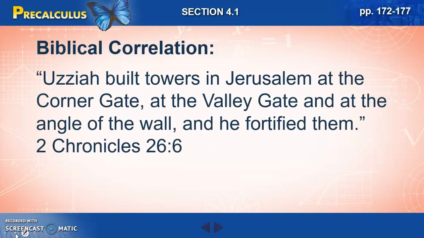Our biblical correlation for this unit is from 2 Chronicles 26:6, and we've seen this verse before. Uzziah built towers in Jerusalem at the corner gate, at the valley gate, and at the angle of the wall, and he fortified them. We have all throughout Scripture examples of people using mathematics to accomplish things, such as building. And we want to make sure that as you're working through this course and as you finish this course, you're not just doing a bunch of problems on paper, but you're actually thinking about the real world applications of these mathematics and thinking about what you can possibly do once you graduate to apply mathematics in a way that can help others and help creation.